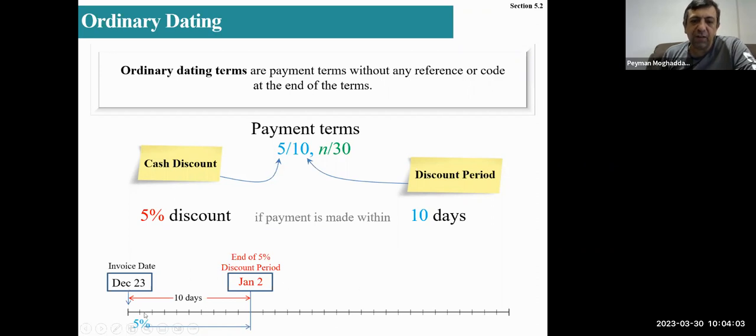Okay, so for that we basically make a timeline like this, and December 23rd, the invoice date, is going to be here. Okay, so this is ordinary dating, meaning the invoice date is the reference date. So December 23rd is day 0, and then 10. You have to add 10 to it, so add 10 days to December 23rd. It's going to be January 2nd. So how do you do that? If you're wondering what 10 days plus December 23rd is going to be, don't worry about it.